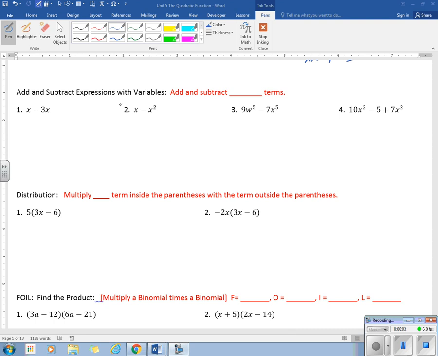Let's talk about adding and subtracting expressions with variables in them. When you're adding or subtracting, things get a little more strict, but we can only add and subtract what are considered like terms. To be considered like terms, there's two things that need to be met.